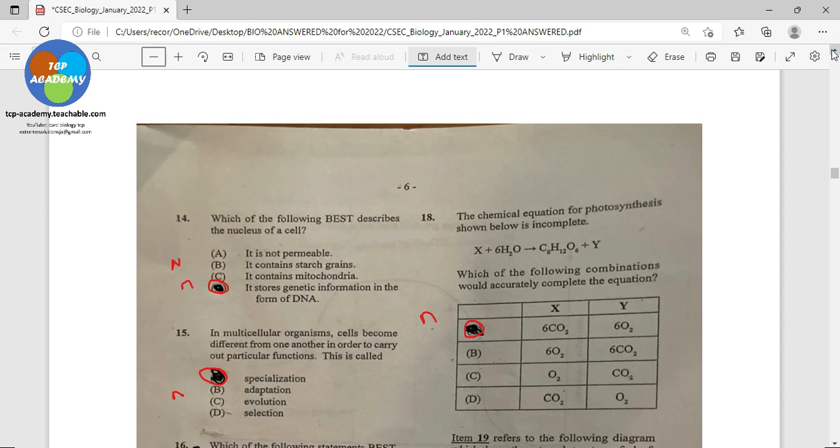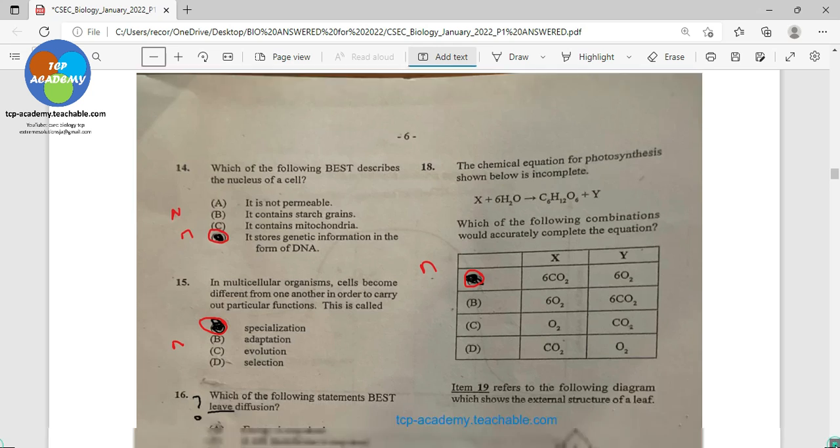Awesome. This is a new question on the paper and pretty much new to the Human and Social Biology syllabus. The chemical equation for photosynthesis shown below is incomplete. What is X? X is going to be 6 CO2. And then Y, of course, is going to be 6 oxygen. So the answer supplied there is correct. It's a new question. I will move right along.